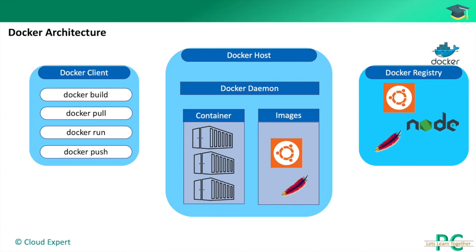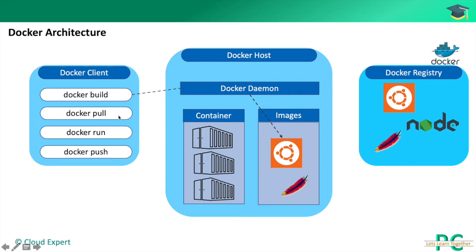On a high level, let's understand how different Docker commands work. First, docker build. When you initiate that command, Docker client will send that command to Docker daemon. Docker daemon will build a Docker image from the Dockerfile.